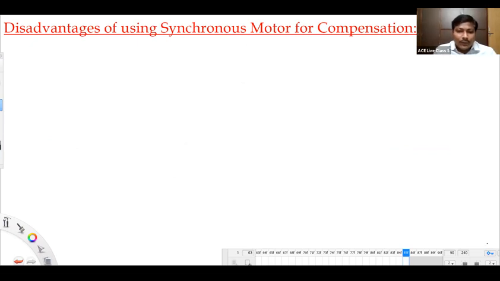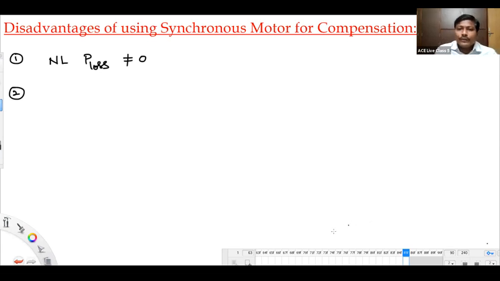Even though the machine is operating under no load condition, it will still consume a finite amount of real power because of the mechanical losses. So the first disadvantage is that the no load power loss is non-zero. That's one disadvantage.